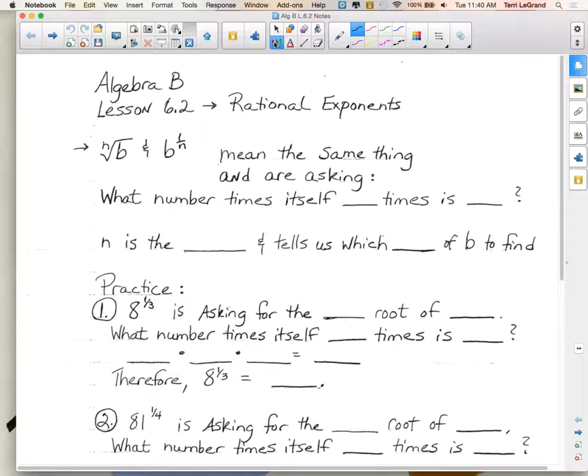And does anybody know what relationship 5 has to 125, other than it's 125 to the 1/3 power? 5 to the 3rd power is 125. Or in other words, 5 times 5 times 5 is 125. Do we agree?